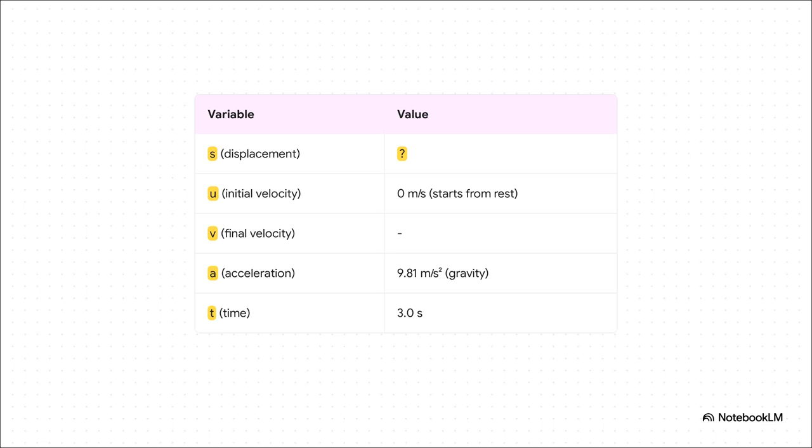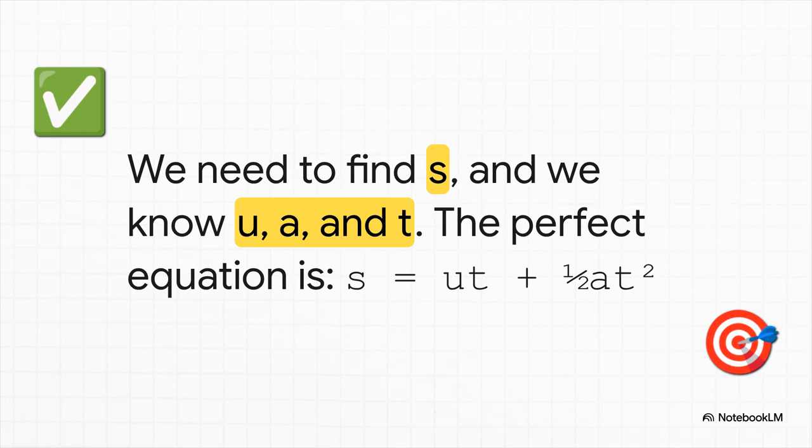The displacement, s, which is the cliff's height, that's our big question mark. The problem says the stone falls, which is code for its initial velocity, u, being 0. We don't know the final velocity, v, and we don't need it, so we'll just ignore it. The acceleration a is from gravity, so that's a constant 9.81, and the time t is given right there in the problem, 3 seconds. Okay, now for step 2, choosing our equation.